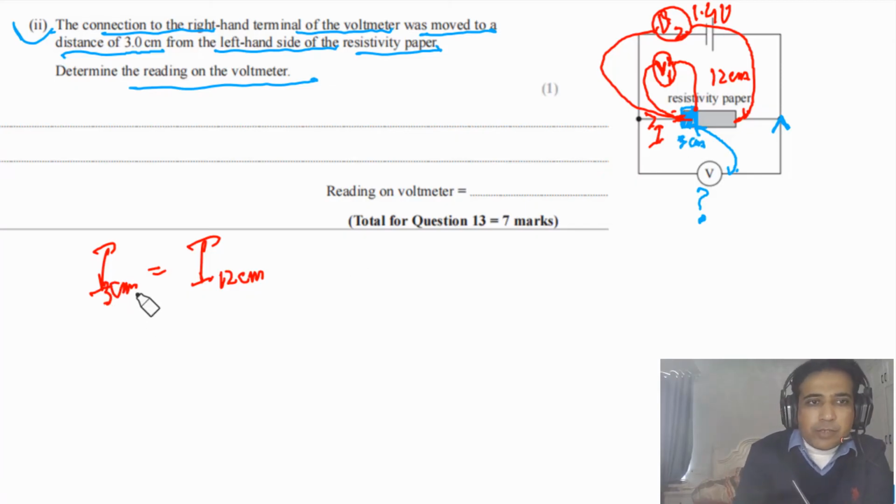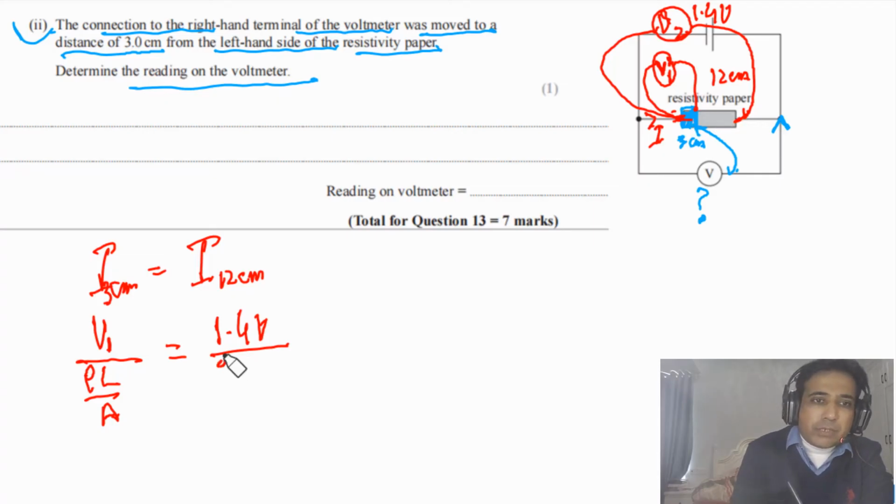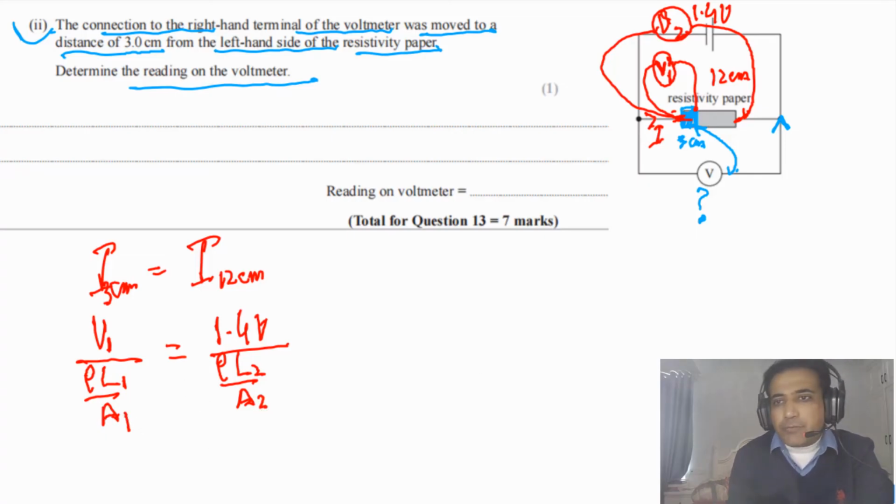Now how can we find the value of current passing through 3 centimeters? We can say this will be equal to the potential difference across this one divided by its own resistance, that is rho L by A, and the total PD across this resistivity paper is 1.4 volts, divided by the total resistance of this resistivity paper, which is rho L by A. We can also say this is L1, this is L2, this is A2, this is A1, and this is resistivity. If you want to write, you can say this is rho 1, this is rho 2.